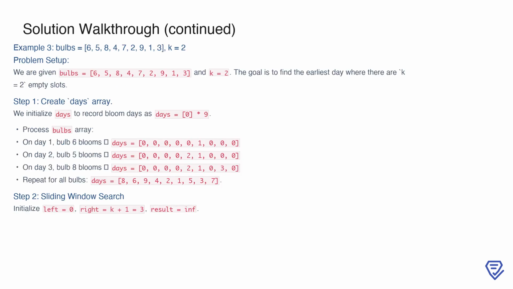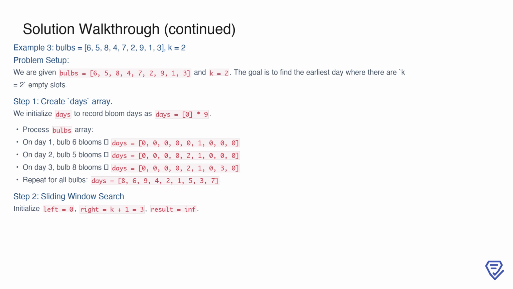Now, let's examine a more complex example where bulbs are 6, 5, 8, 4, 7, 2, 9, 1, 3, and k equals 2. The task remains the same: find the earliest day when there are exactly two empty slots between two blooming flowers. We begin by creating the days array, which is initialized as 0, 0, 0, 0, 0, 0, 0, 0, 0. As we process the bulbs array, we determine the bloom day for each bulb.